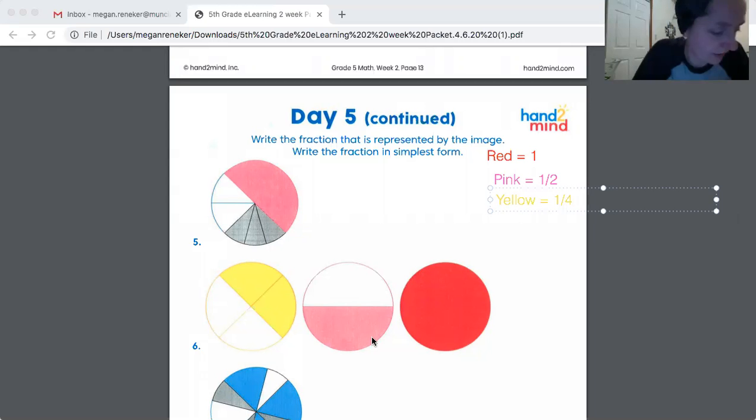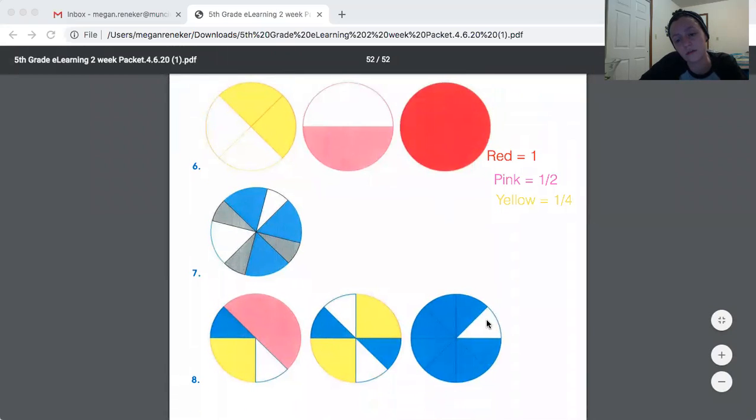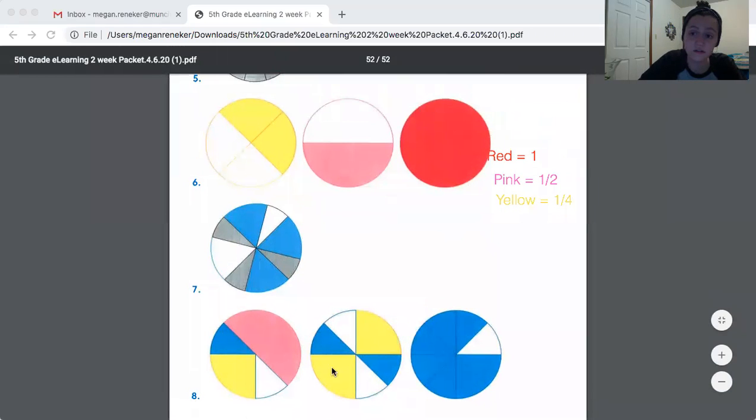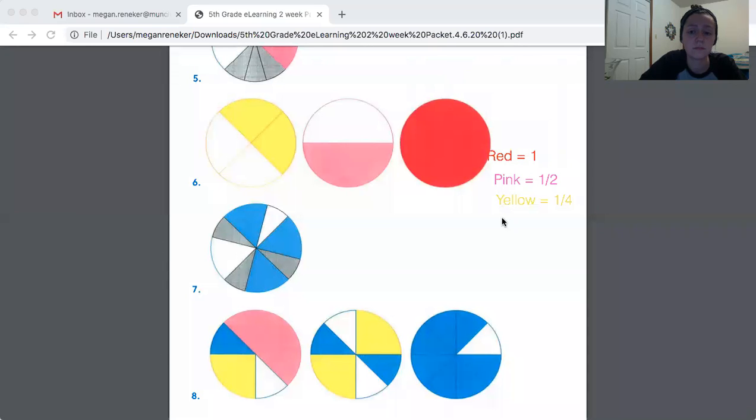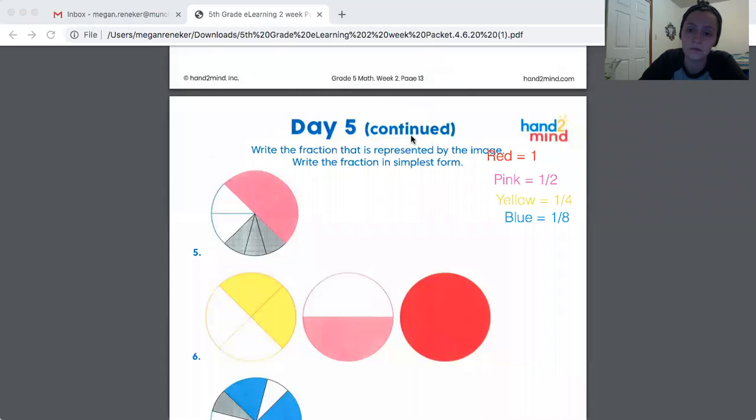The blue looks like it is equal to 1/8, because if we look down here at our problem, there's 1, 2, 3, 4, 5, 6, 7, 8 pieces that the blue fits into. Okay? So it's going to be blue 1/8, and that leaves us with the gray. Okay, so the problem in particular that helped me figure out the value of the gray was this one right here. Okay, 1, 2, 3. Those 3 make up 1/4 of it. So 3, 6, 9, 12. Okay, the gray is worth 1/12 of the circle. Okay, so gray is going to be 1/12.